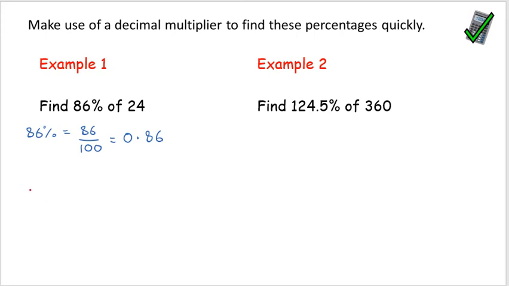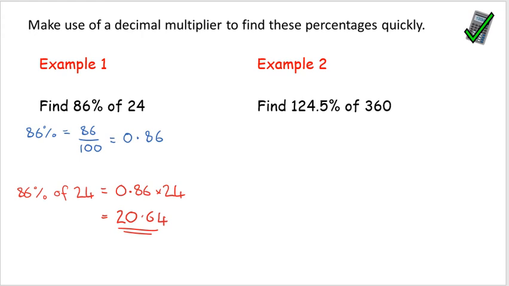Therefore, 86% of 24 is equal to 0.86 multiplied by 24. And now we can type exactly what we see there into our calculator. So 0.86 multiplied by 24. So our answer comes out to be 20.64. So a lot more efficient than breaking down percentages into blocks and then rebuilding back up our 86%.